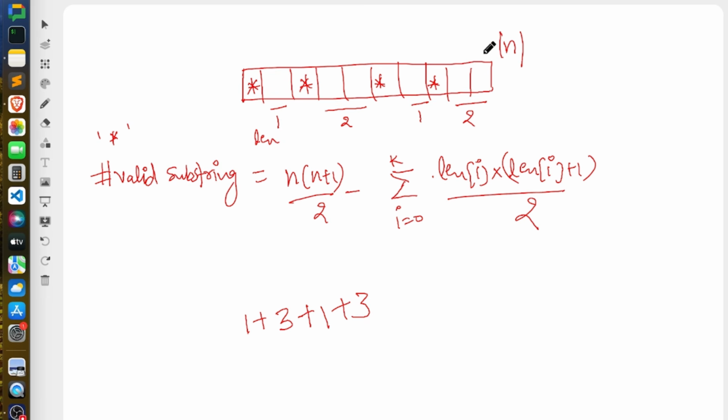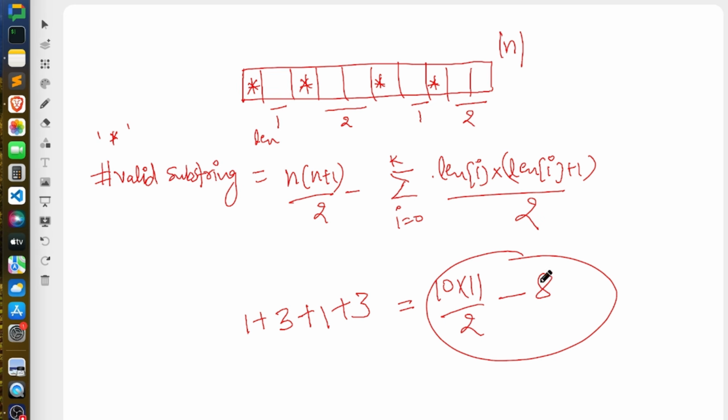Let's say the array has 10 elements. So the total number of valid substrings for this case would be 10 into 10 plus 1 divided by 2, minus 3 plus 3 plus 1 plus 3, which is 55 minus 8. So these many valid substrings are possible. So yeah, let's write code for it.